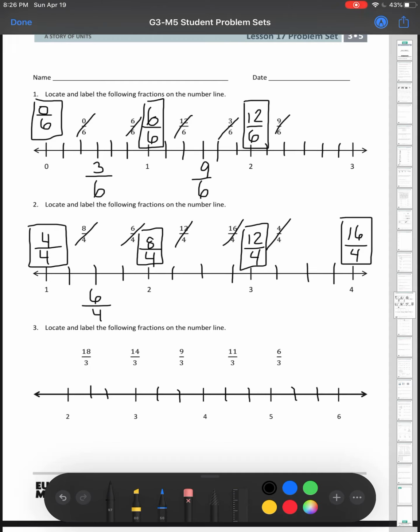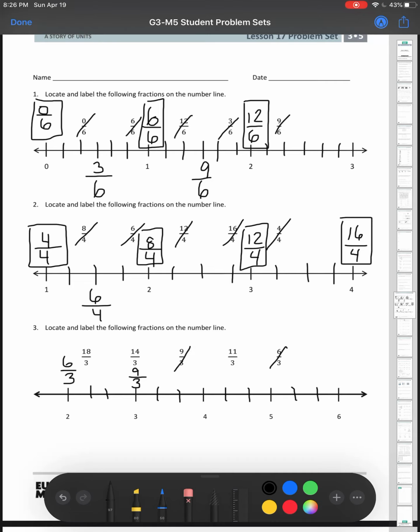All right, so 18 thirds. Well, let's start with our whole number 2. If we're talking thirds, 3 over 3 is 1 whole. So 3 times 2 is 6. So 6/3 is 2 wholes. So now we can continue on. The next one, since all the denominators are 3, you could just put the numerators in number order. So 6 being the smallest number, 9 would be the next closest number. So starting at the 6 and going over to the right, 7, 8, 9.